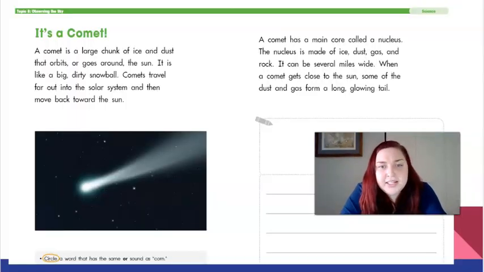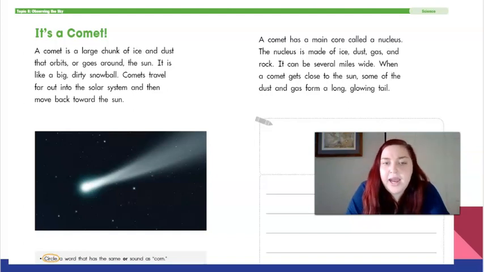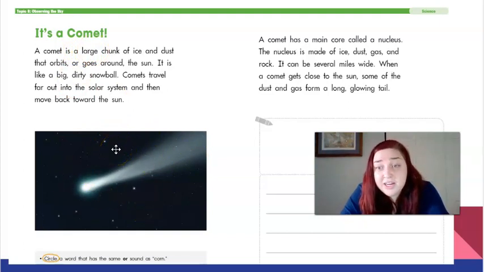Take a few seconds and look at our story. Do you notice anything? Can you make any connections to the story? I notice there's a picture here. It's a picture of space. I think maybe a comet is another part of space that we're going to learn about. Did you guys make any other connections or predictions?